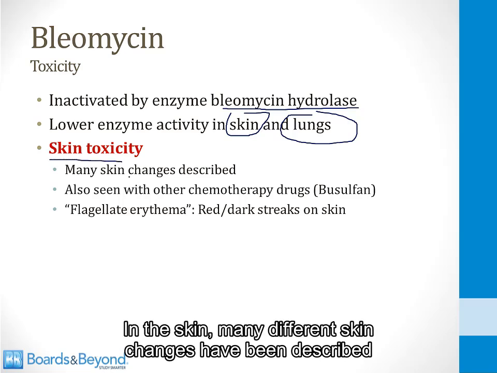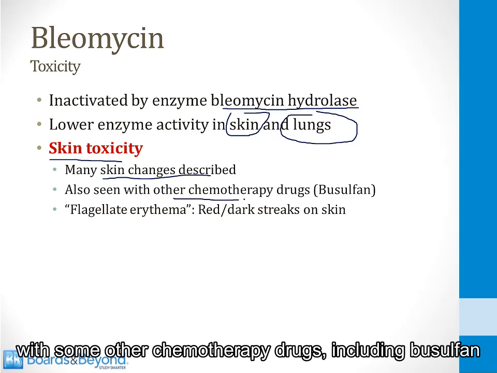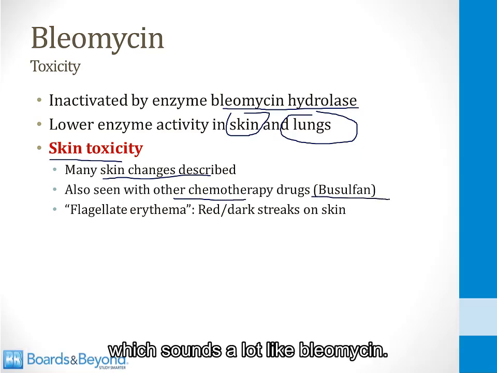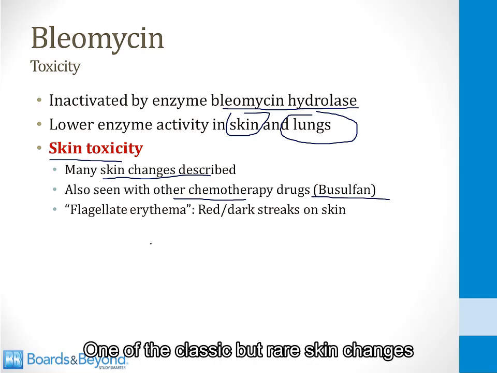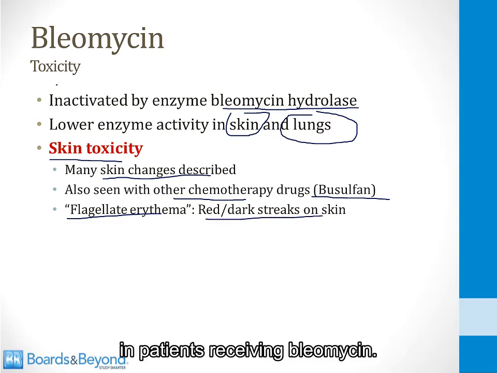In the skin, many different skin changes have been described among patients receiving bleomycin. These skin changes are also seen with some other chemotherapy drugs, including busulfan, which sounds a lot like bleomycin. One of the classic but rare skin changes is called flagellate erythema. These are red dark streaks on the skin, and they have been described in patients receiving bleomycin.